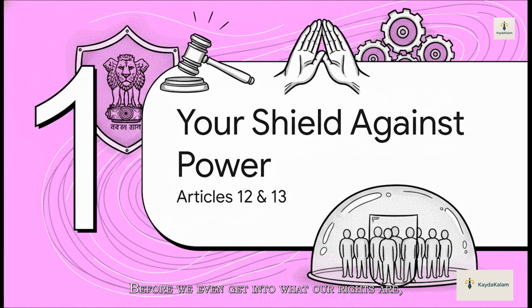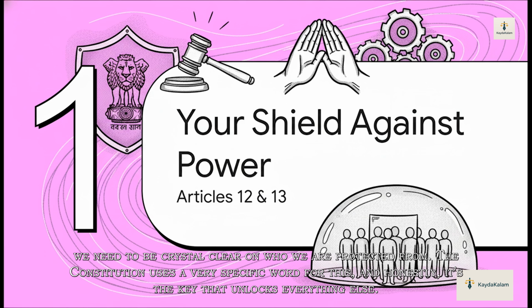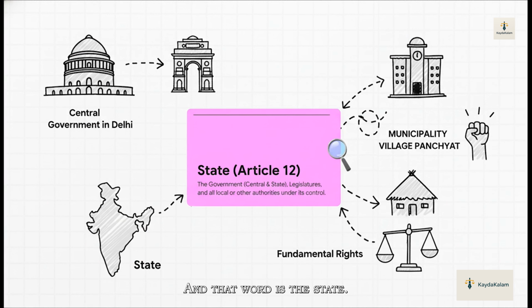Okay, first things first. Before we even get into what our rights are, we need to be crystal clear on who we are protected from. The Constitution uses a very specific word for this, and honestly, it's the key that unlocks everything else. And that word is the state.